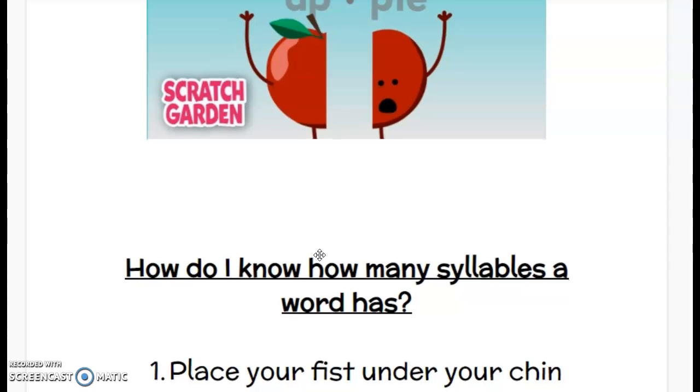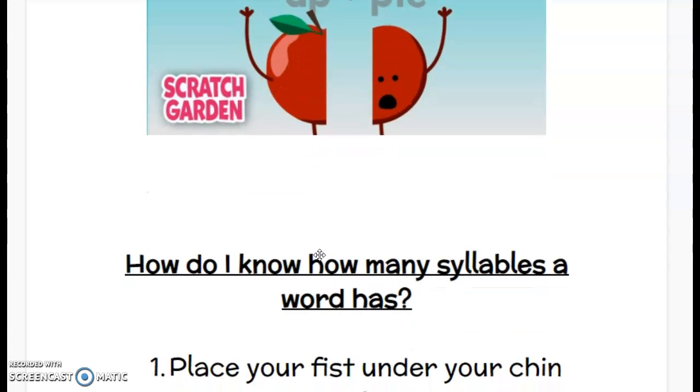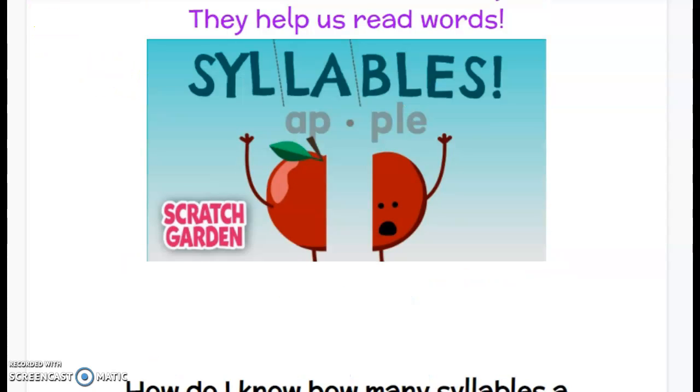So you're going to put your hand in a little fist gently, and then you're going to place it beneath your chin. Now if we look at this example of apple right here, you're going to place your fist under your chin and you're going to say the word apple. And each time your hand goes down, your mouth opens up a little bit more. Each time it goes down and you feel your fist move down, that's going to be a syllable. So each time our hand goes down, we count that as a syllable.